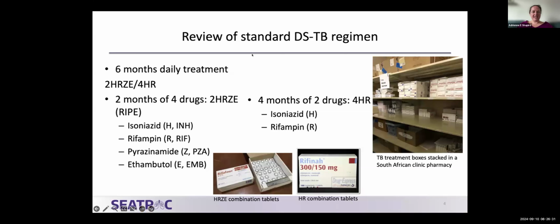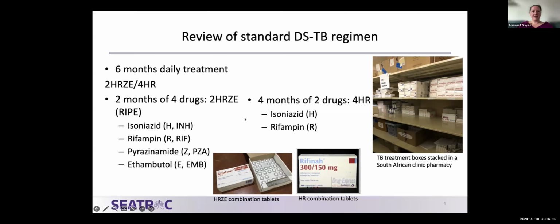So very briefly, because this is probably quite familiar to most folks on the call, the standard drug-sensitive TB regimen is a 6-month regimen of daily treatment using 2 months of 4 drugs followed by 4 months of 2 drugs. So isoniazid, rifampin, pyrazinamide, and ethambutol for 2 months, followed by 4 months of 2 drugs, isoniazid and rifampin.